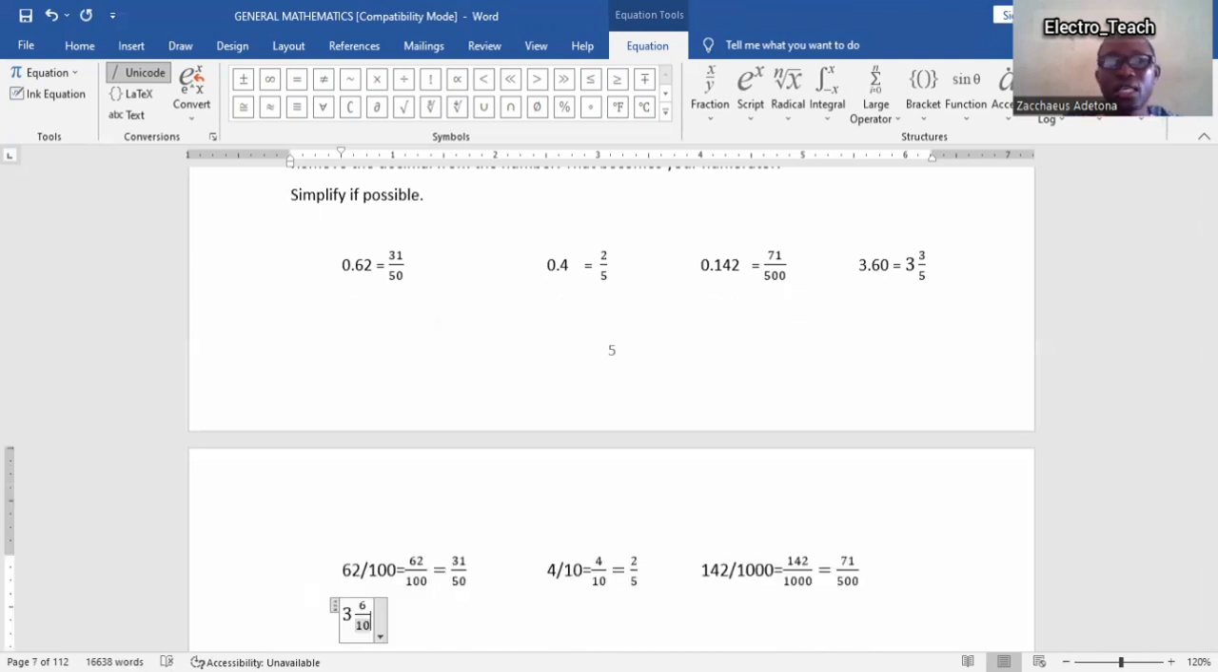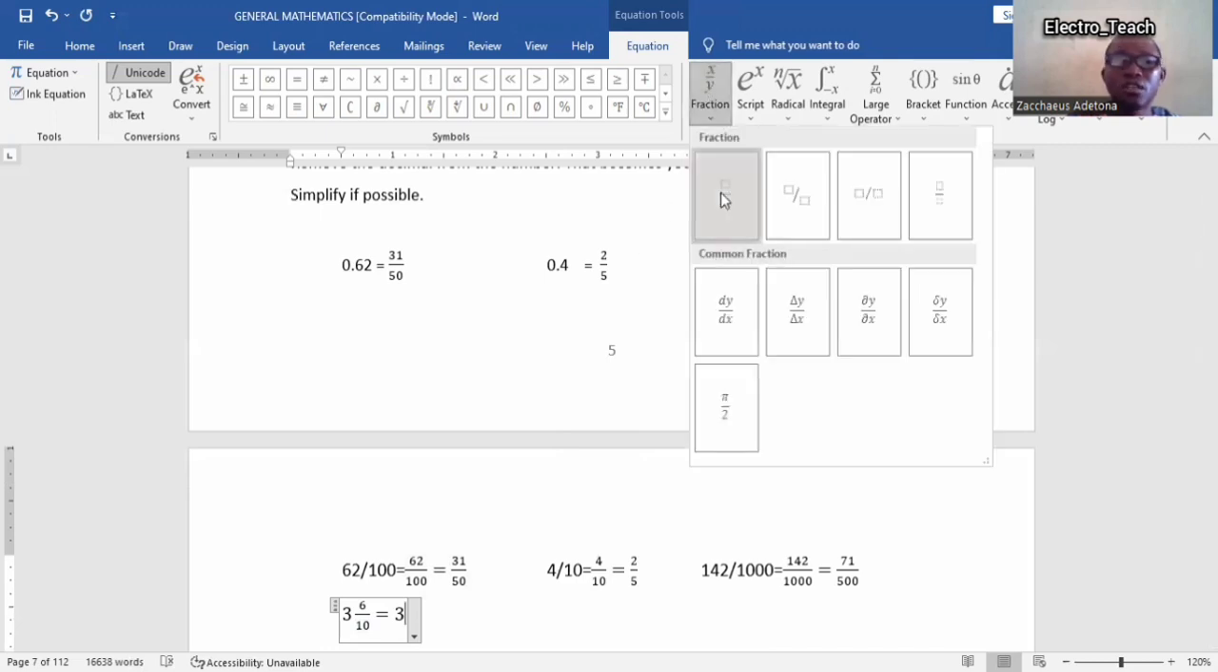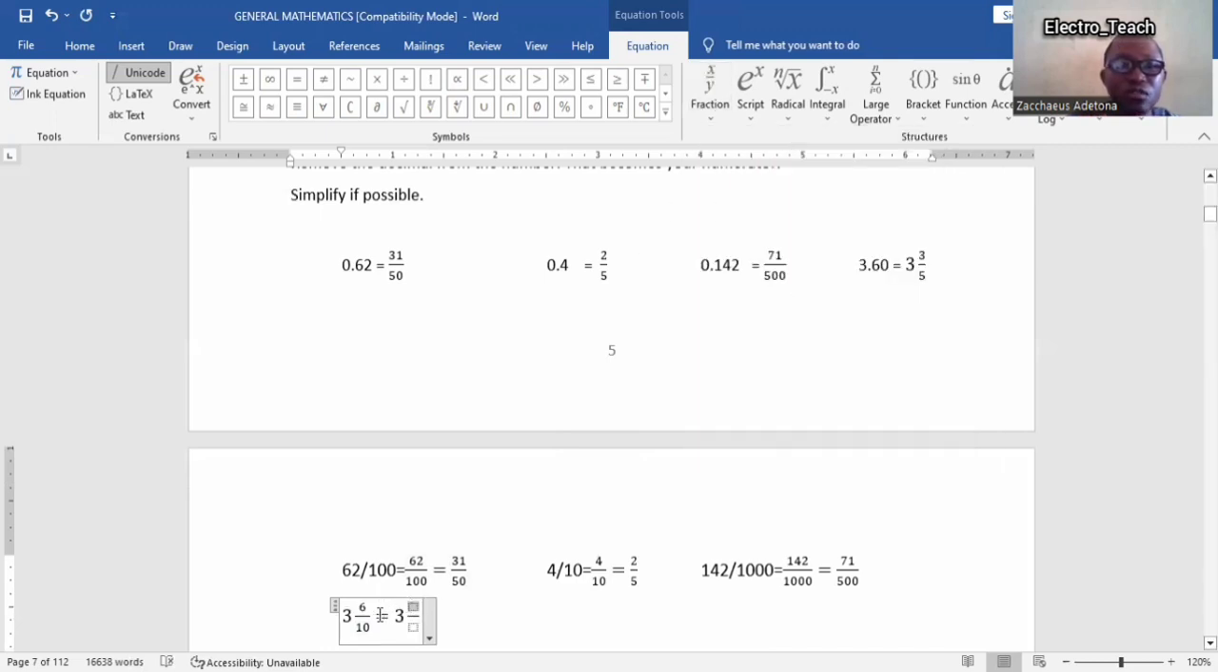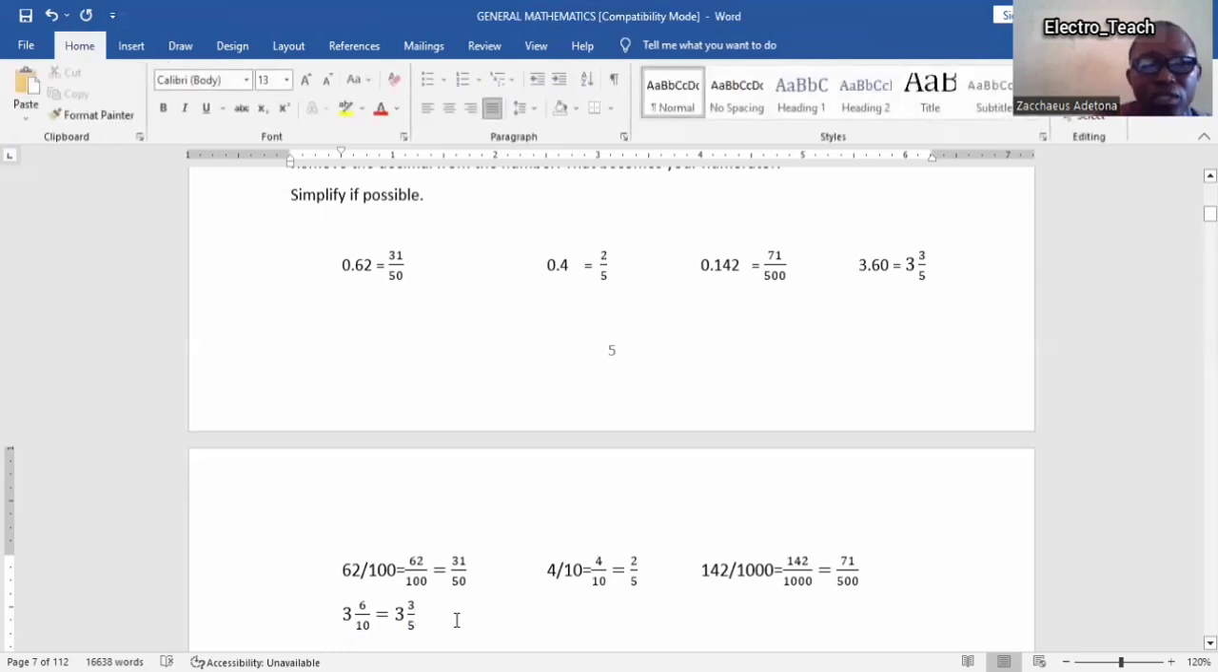So we have 6/10. Now you make it the simplest term, with the 3 whole number. You can see that 2 is a common factor between 6 and 10. So 6 divided by 2 will be 3, and then 10 divided by 2 will be 5. So that's how we arrive at 3 whole number 3/5.